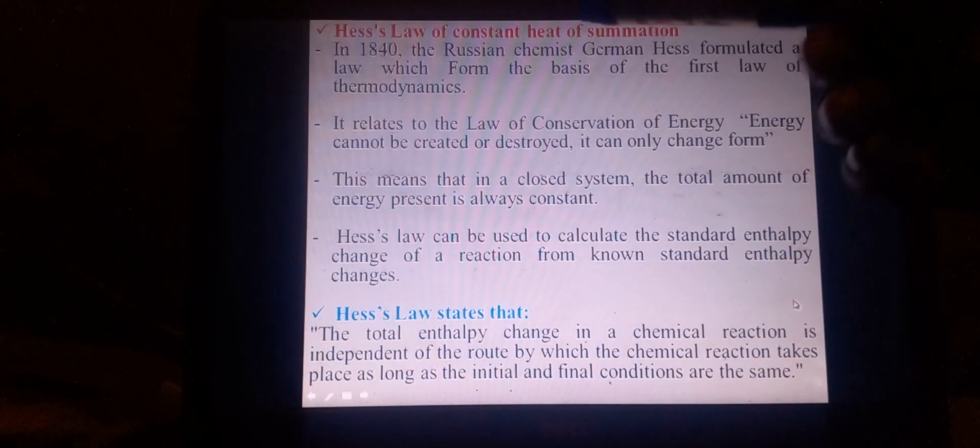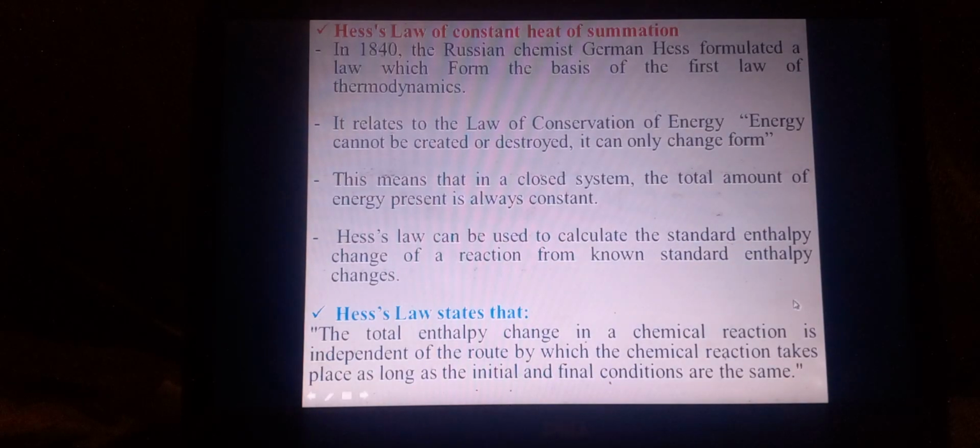Next we proceed and look at Hess's law of constant heat of summation. I remember back in high school you were able to look at Hess's law of constant heat of summation, whereby you are comparing the energy change involved when you move from reactants to products. And you're able to see that the amount of energy change involved when reactants are converted to products is the same regardless of the route followed by a given chemical process or chemical change.